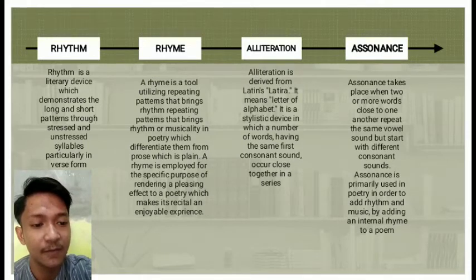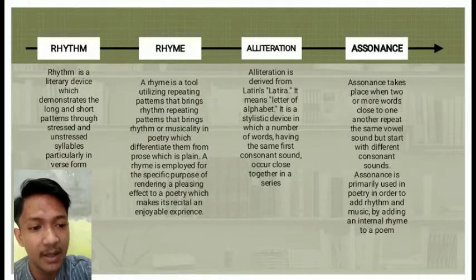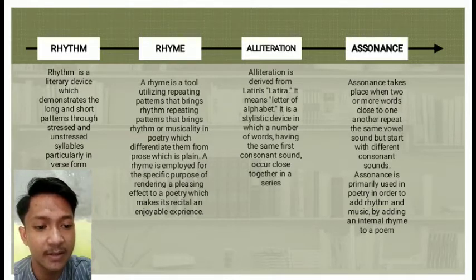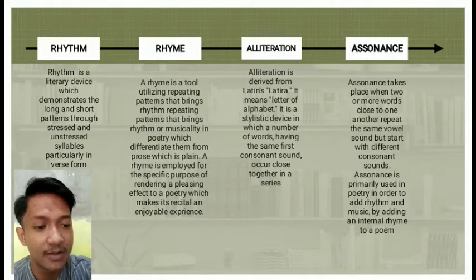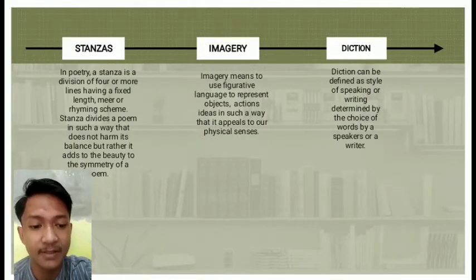The third is alliteration. Alliteration is derived from the Latin word littera, meaning letter of the alphabet. It is a stylistic device in which a number of words having the same first consonant sound occur close together in a series. The fourth is assonance. Assonance takes place when two or more words close to one another repeat the same vowel sound, but start with different consonant sounds. Assonance is primarily used in poetry in order to add rhythm and music by adding an internal rhyme to a poem.